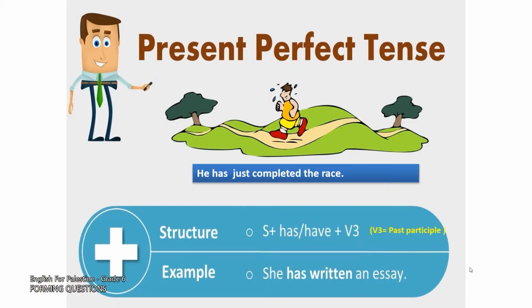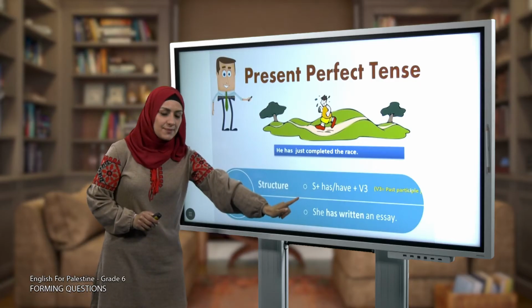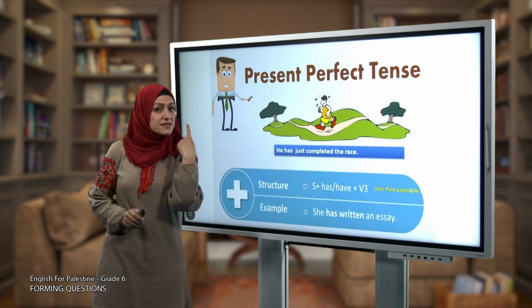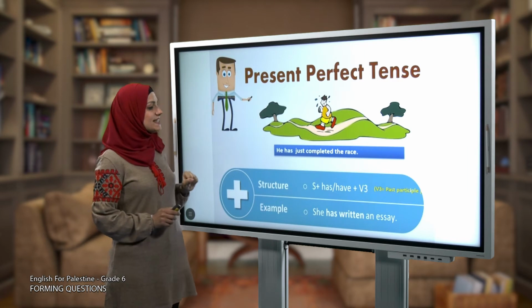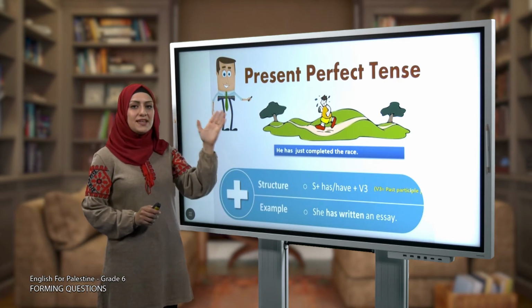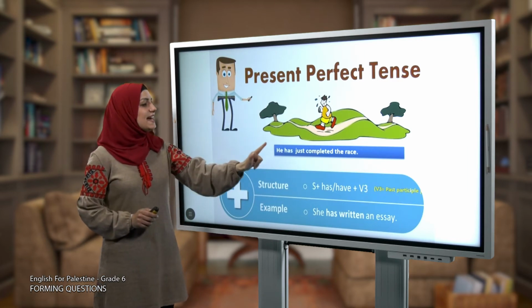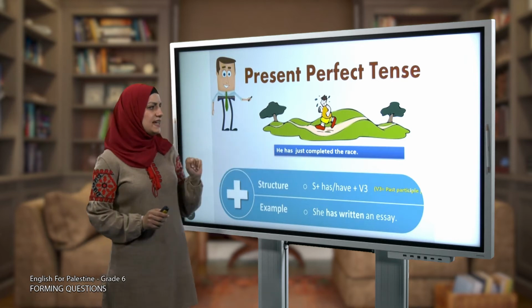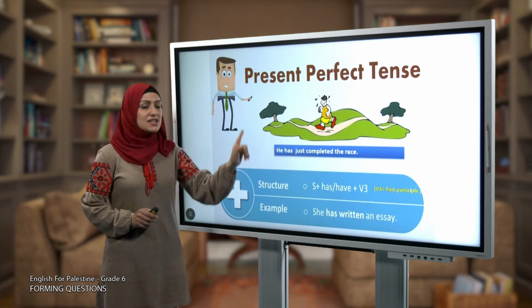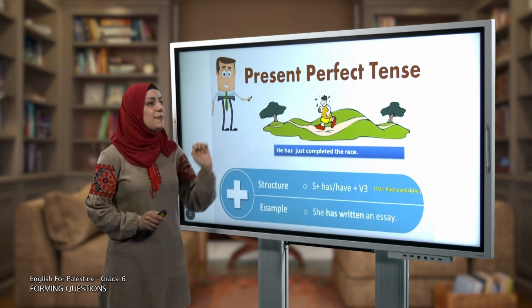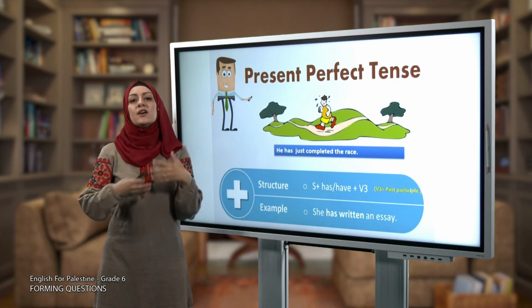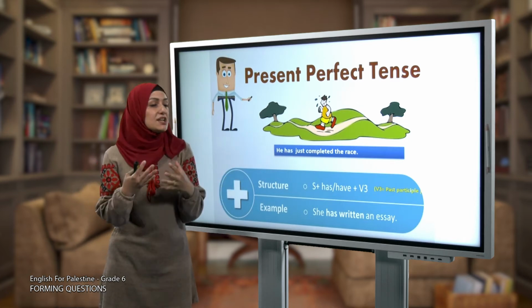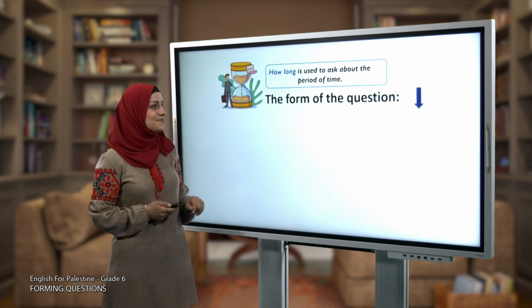Example: she has written an essay. She is the subject. Has, because we have a singular subject. Written is verb 3, and we complete the sentence. We have also another example. He has just completed the race. Excellent. Notice how he is about to reach the end of the race and that he is tired. The effect of the race is still on that person.